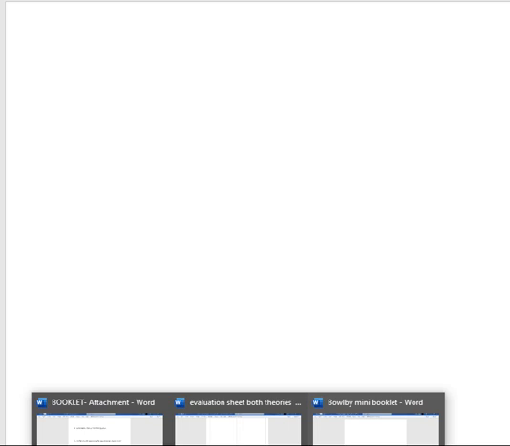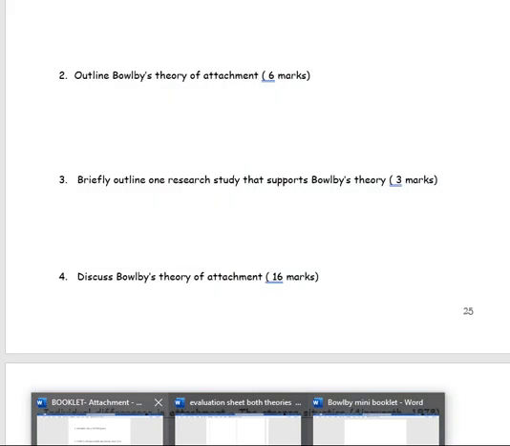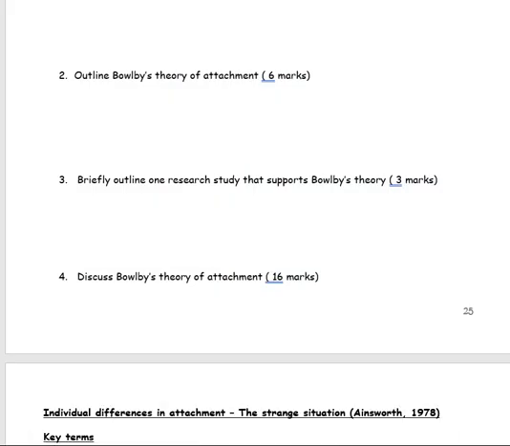So if there's anything here that you're not sure about, if you need anything else on evaluation, if you would like to go back and write up some PEEL points for Bowlby's theory, when I see you in class this week, I'll make sure that I go through those.